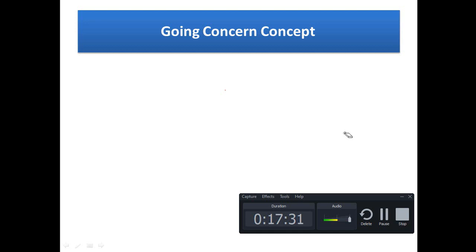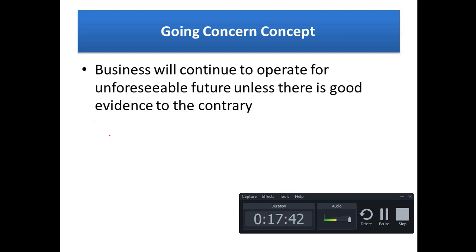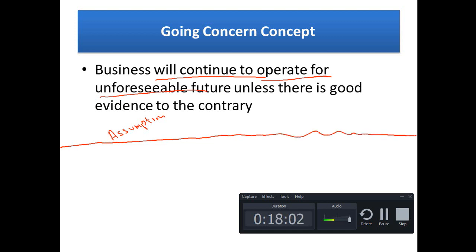So our next accounting principle is the going concern concept. The going concern concept is basically an assumption which states that the business will continue to operate for the foreseeable future. Business will start from here, and with a little bit of fluctuation it will continue to operate. There is no foreseeable end to the business. This is a very important assumption. It means there is neither an intention of the owners nor any compulsion to close the business in the foreseeable future.